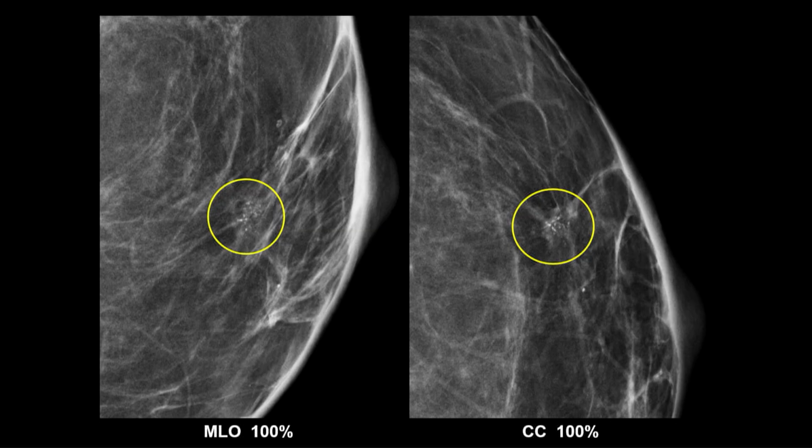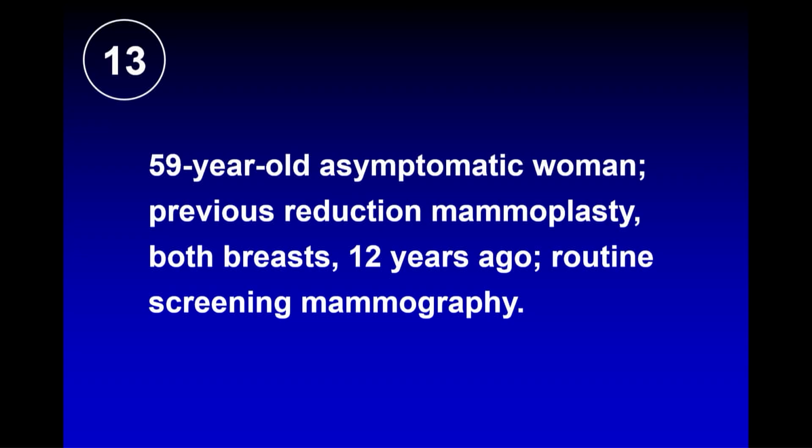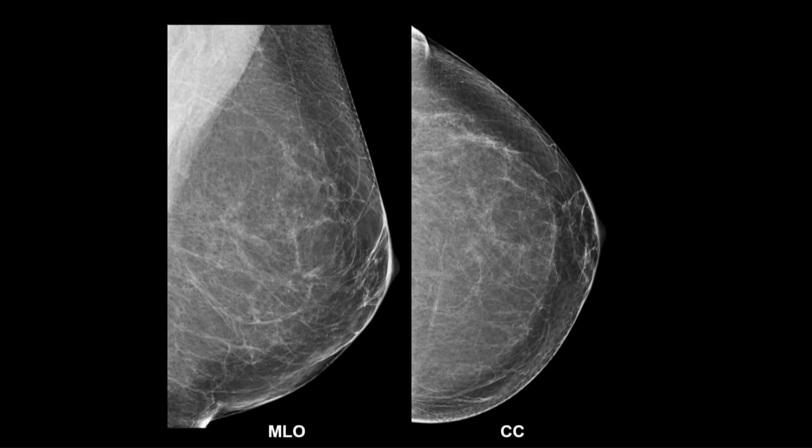We didn't have priors when we first looked, or did we? Let's see. No. It didn't have any priors. She did have a previous breast reduction, both sides. So you see post-surgical scarring, but now she's got calcifications. We don't have her priors. What are you going to do? Well, you're going to think about recall.